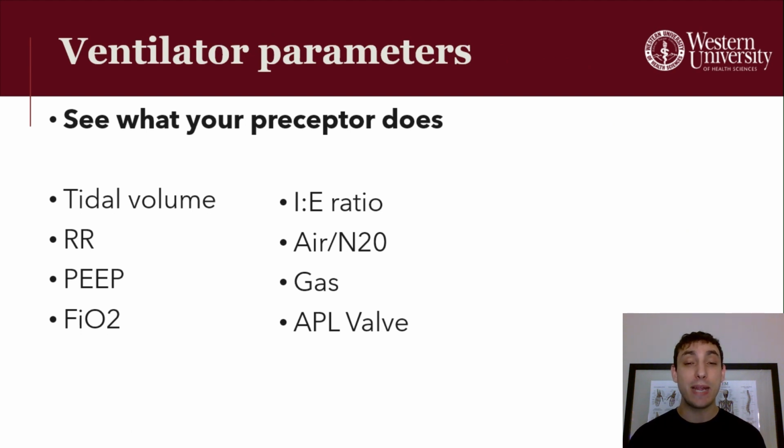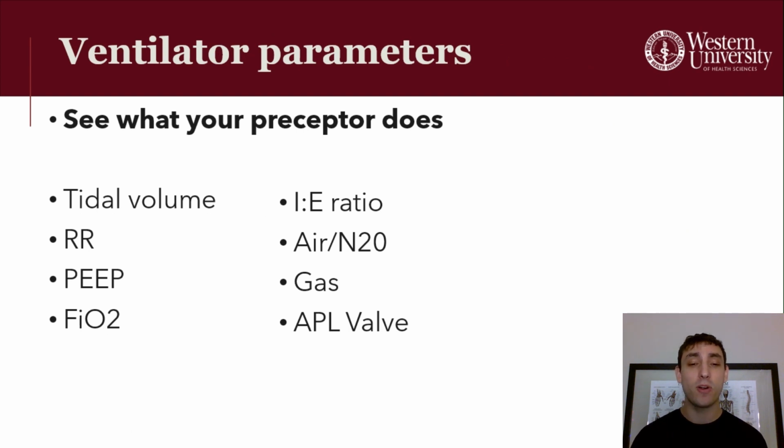The IE ratio is inspiration to expiration. This is normally set at 1 to 2, so they're going to spend twice as long in expiration. This setting is normally fine. You may see it increase to 1 to 3 or more in certain patients with obstructive lung disease.